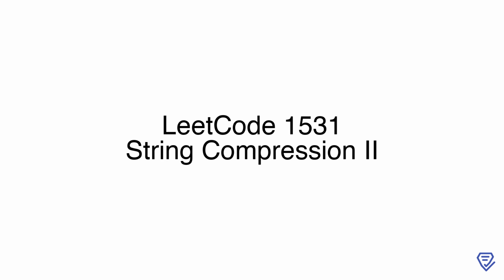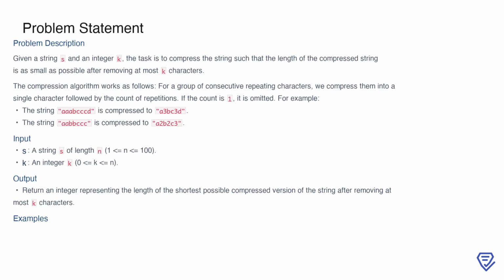Let's dive in. In this problem, you're given a string s and an integer k, and your task is to compress the string in a way that minimizes the length of the compressed version. However, you are allowed to remove up to k characters to achieve this. The compression process works like this: for any group of consecutive repeating characters, you compress them into a single character followed by the count of repetitions. If the count is 1, you omit it entirely.